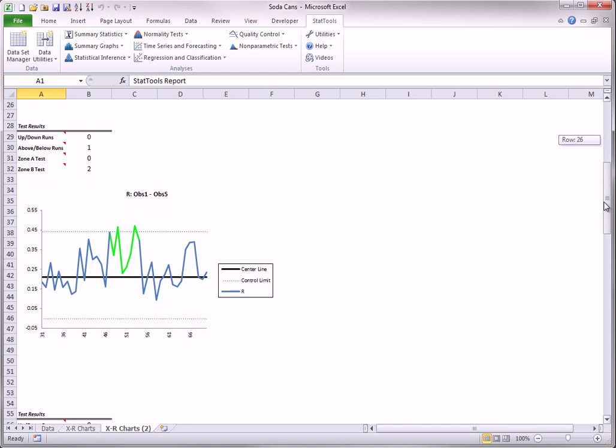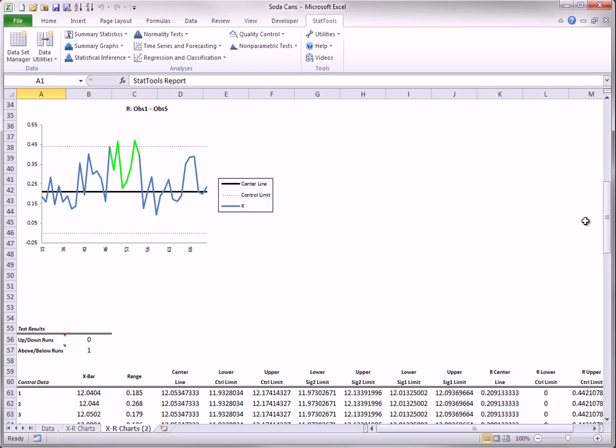There is the R chart. You can see a couple of points above the upper control limit. Remember that the upper control limit is now based on observations 1 to 30. And you can see a long run in green above the center line. That's indicated right here.